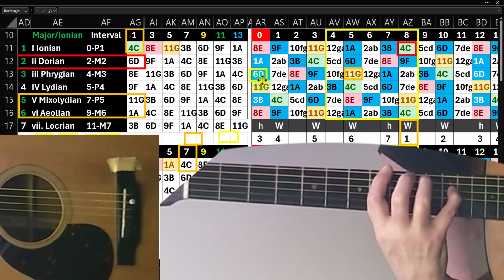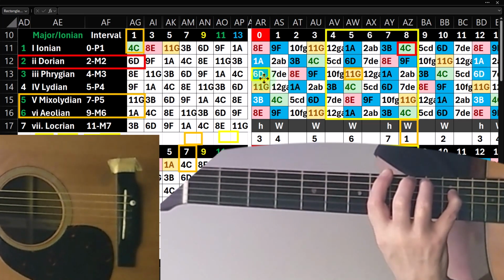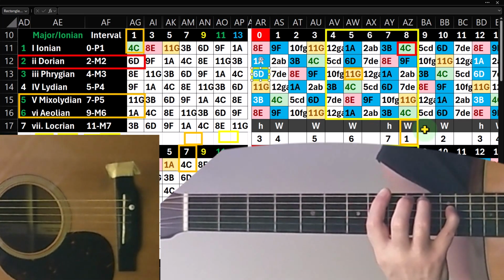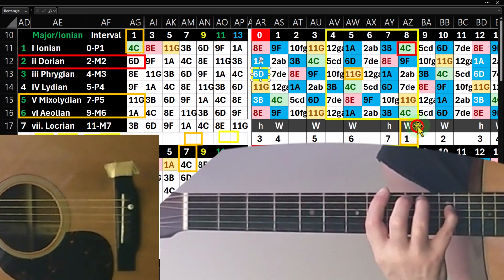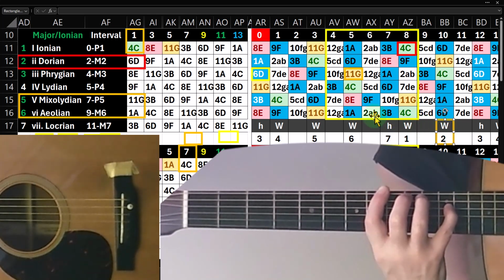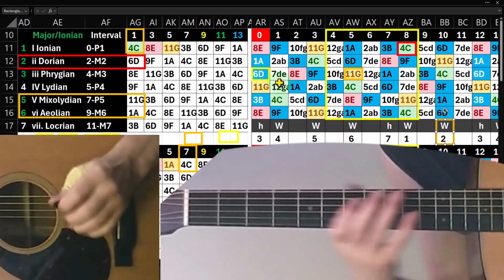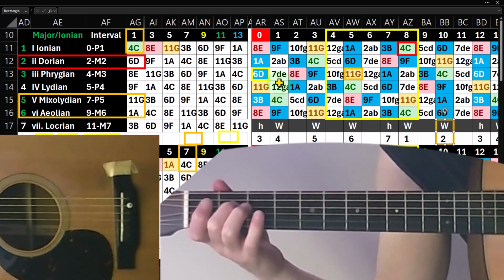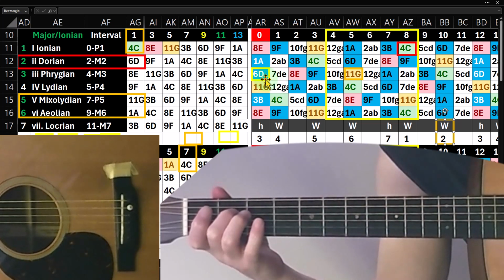Let's bring this back on over here, because we're going to bring it back on one string within the 12 positions. So now we're going from the second to the third. Second to the third is going to be a whole step. So we're going from the open D to the E, which is a whole step. So second to the third is a whole step.